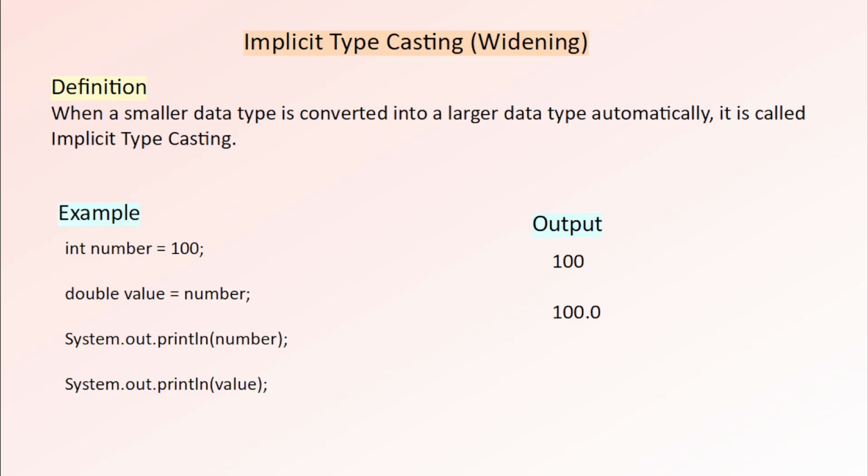Now let's see implicit typecasting. So here we have an integer variable number. Then we assigned it directly to a double variable. Notice that we didn't write any special conversion code here, because Java automatically converts the integer value into a double, because a double can easily store an integer value without losing any information. That's why this conversion is completely safe.